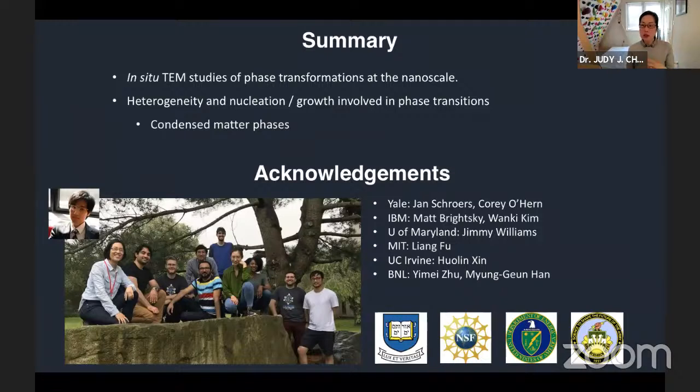So if the TEM is dirty, then you need to bake out the column for a couple of days, bake out all the contaminants. For your samples, often we do plasma cleaning. So you blast it with a plasma to clean away or burn away a lot of contaminants.